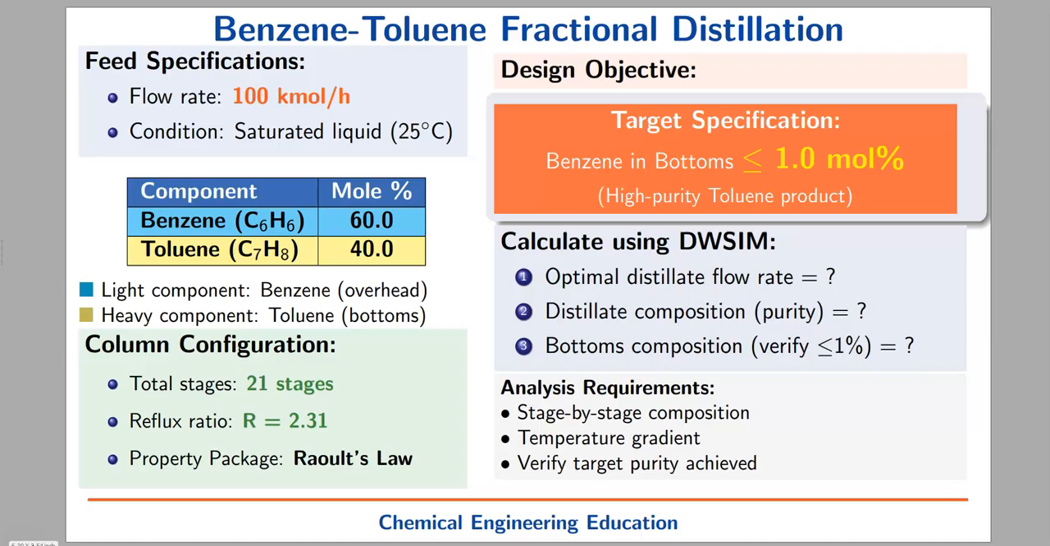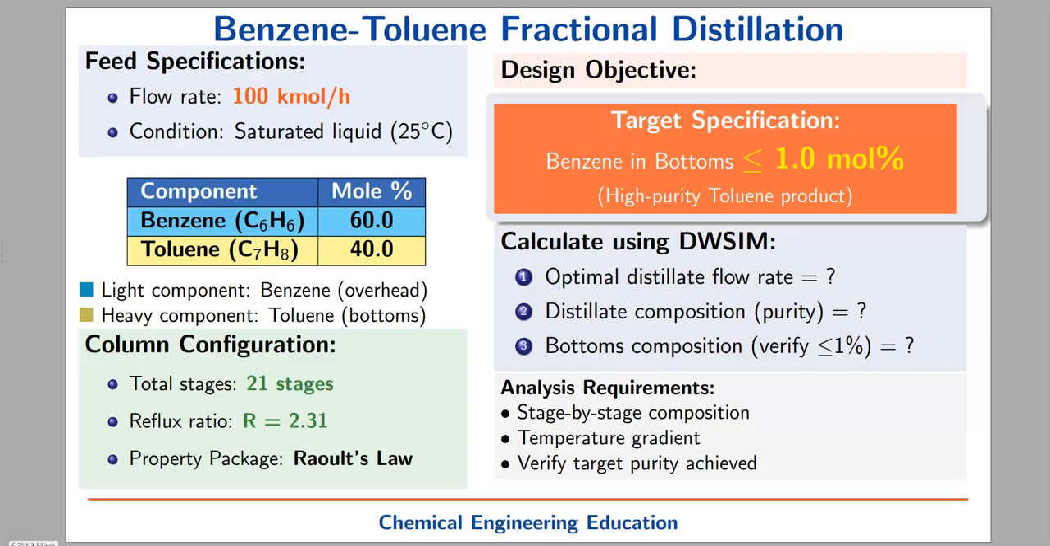Here is our problem. The feed stream is 60% benzene and 40% toluene, the feed rate is 100 kilomoles per hour, and the feed is a saturated liquid at a temperature of 25 degrees centigrade. You know, benzene boils at 80 degrees centigrade. It is our light component going to the overhead, and it is called the distillate. Toluene boils at 111 degrees centigrade, so that is our heavier component at the bottom.